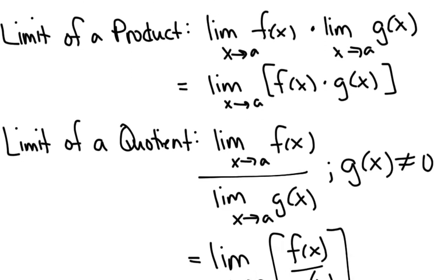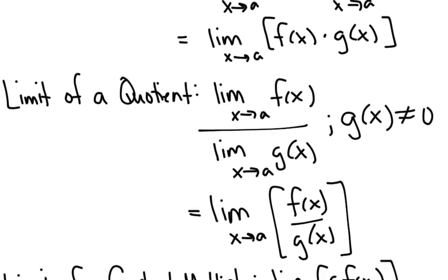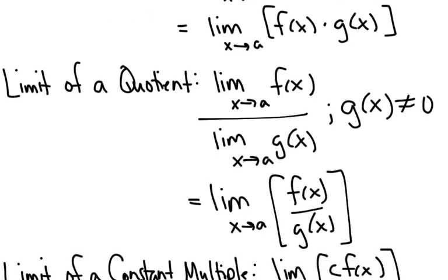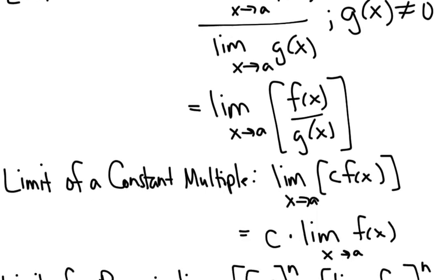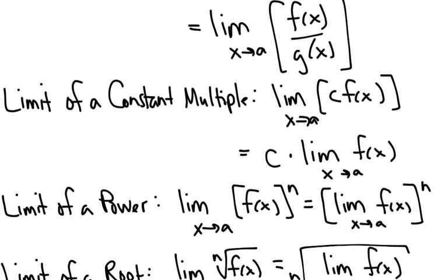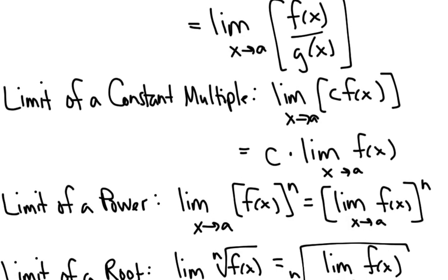The limit of a quotient: the only thing you need to remember is that the denominator cannot be 0. So if you have a limit of a function that goes to 0, it cannot be in the denominator of the fraction. You can either divide the two limits, or you can divide the functions, then find their limit. The limit of a constant multiple: you can find the limit of a function that's been multiplied by c, or you can find the limit of the function and then multiply that answer by c.